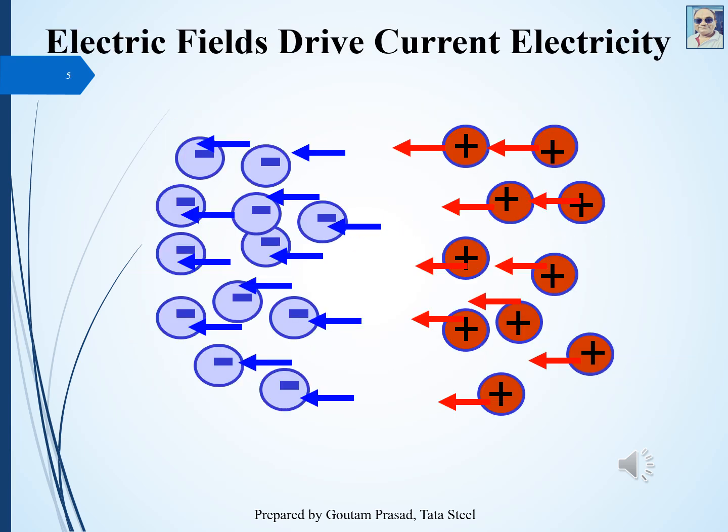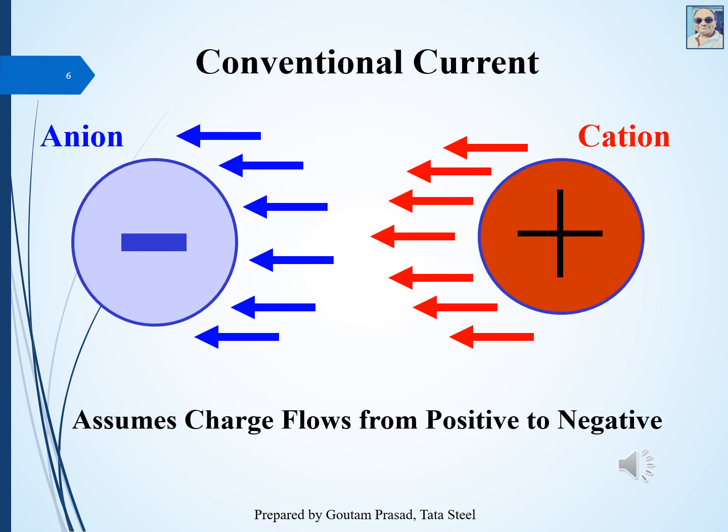So here electric fields drive current electricity. As you can see, positive charges are trying to drift towards the negative charges, and thus the current flow starts. Conventional current can be assumed to flow from the positive terminal to the negative terminal, or cations to anions.